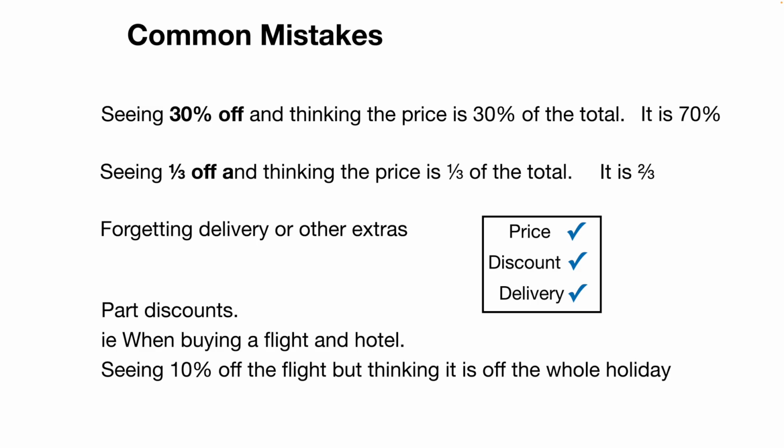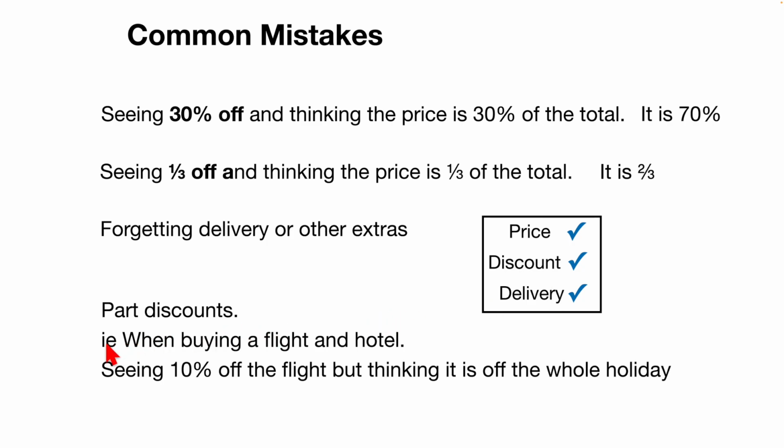Common mistakes. You are tired, you are stressed. And I'll come on to why you make mistakes on the next slide. But one common mistake is when people see 30% off, they think the price is 30% of the total, when the price is actually 70%. A lot of people do that. When you're seeing a third off, people think that the price is actually a third of the total. It's not. It's 2/3. So please don't do that. And then sometimes people forget the delivery or other extras, things at the bottom. Price, discount, delivery. Go down the whole sheet and tick it off.